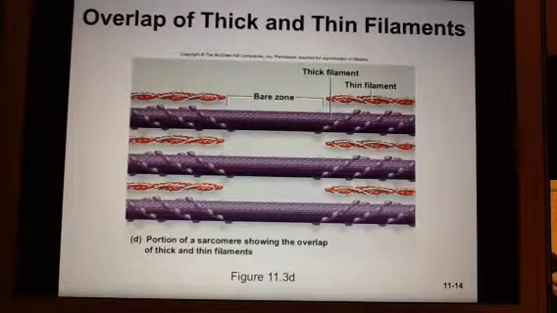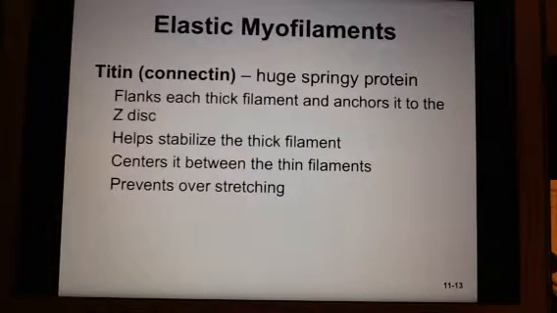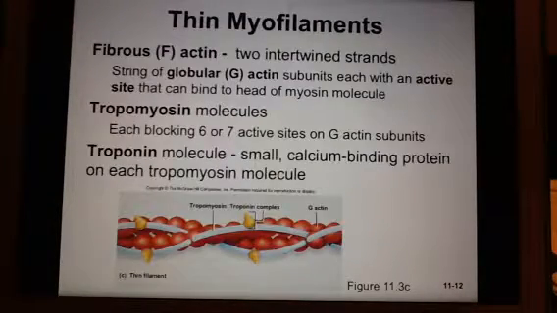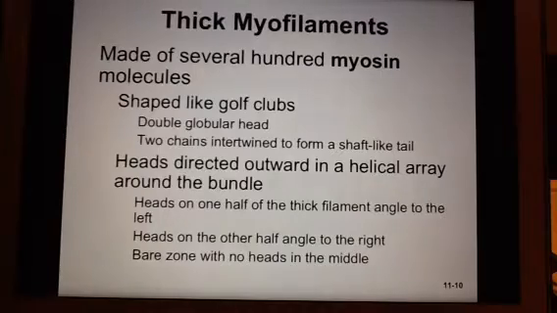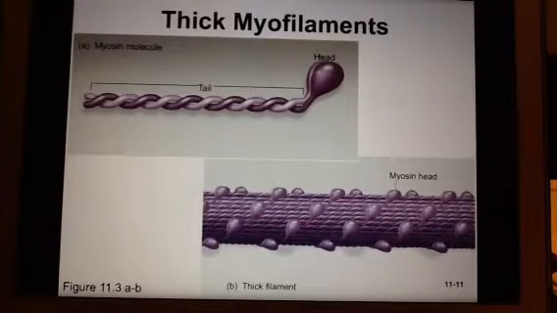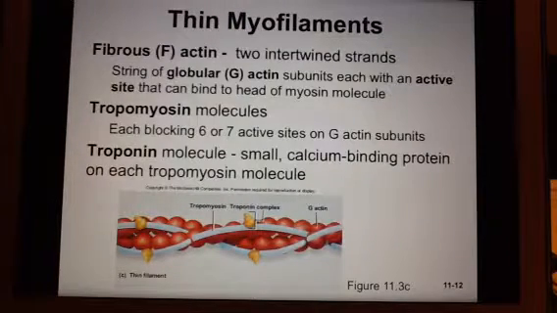Okay, in the previous video we talked about thick, thin, and elastic myofilaments. The confusing thing is now we're just going to call them thick filaments or thin filaments, but they are myofilaments. So let's just backtrack for a second. The thick ones are made of myosin, a bunch of myosins all wrapped together, and they have these weird little heads, kind of like golf clubs. The thin myofilaments are actin and tropomyosin and troponin, but mostly we're going to focus on the actin.